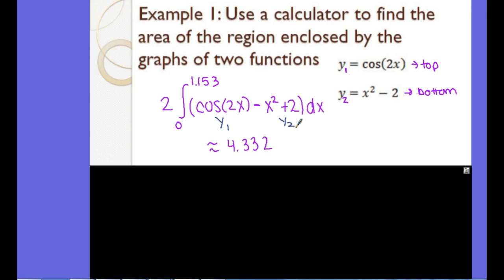I got 2.1659. I got a different number. Did you remember to put the 2 in front of your integral? Times 2, 4.33. Oh, you did that. There you go.